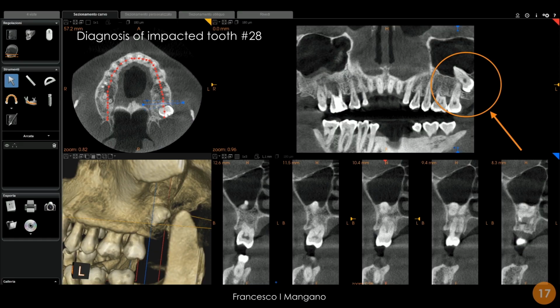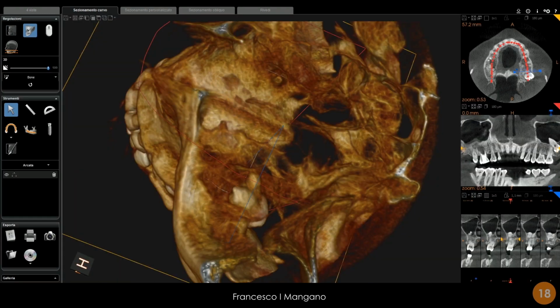And it's also very interesting to see the rendering, because with the 3D rendering, we are capable to fully understand the real position of the crown and the real position of the root in relation to our other anatomical structures, and we can plan the surgery at best, and we can consider the risk that we can have during the intervention and during the surgery itself.